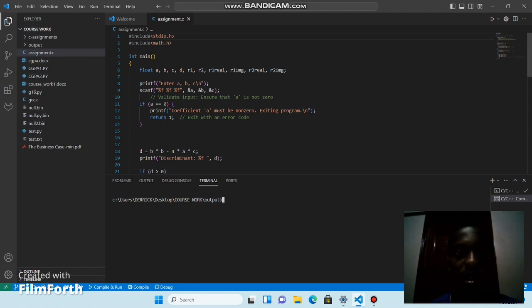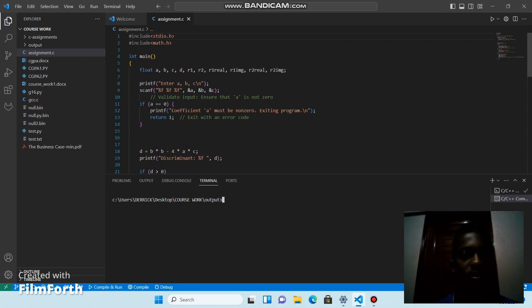where we shall start with the include stdio.h. This is a header file in C programming that stands for standard input-output header. It provides functions for input and output operations such as reading from the keyboard, which is done by scanf, and printing to the console, which is done by printf. So now we enter include stdio.h.